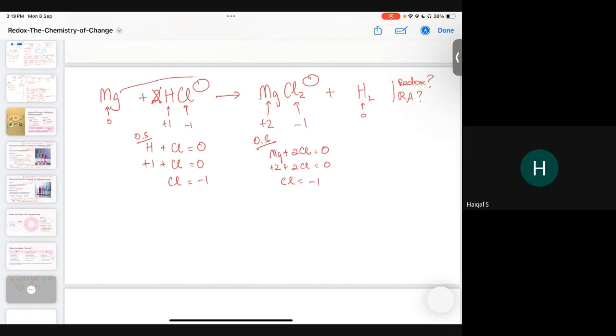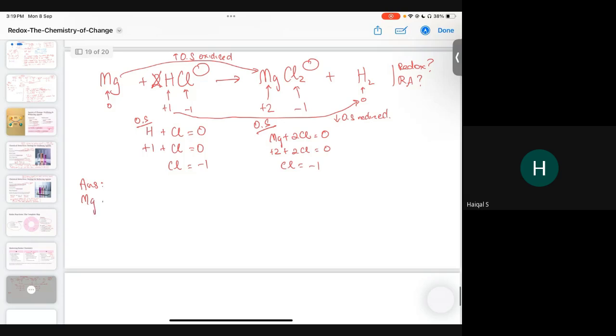So Mg from 0 to +2. So this is an increase in oxidation state. So this is oxidation, oxidized. Cl, no change. H from +1 to 0. So you realize that this one is a decrease in oxidation state. So this is a reduction, reduced. So time to write the answer here. So the answer will be Mg is oxidized to MgCl2. Okay. How to explain this?